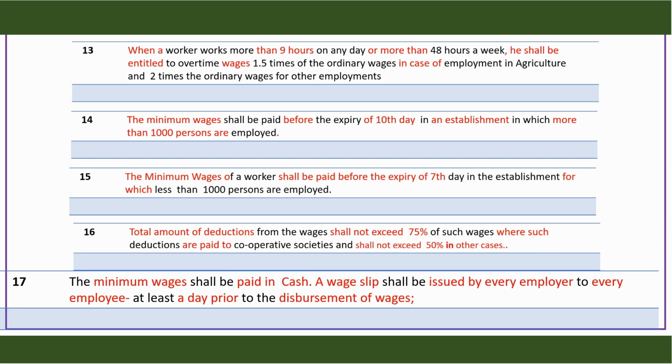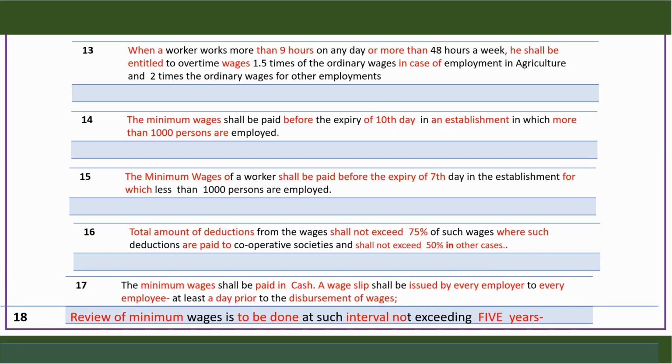And a wage slip has to be issued to every employee at least a day prior to disbursement of wages. This is for transparency and making the employee aware how much he has earned and how much is being deducted in advance. The minimum wage as fixed by the appropriate government is normally reviewed. As per the Act, it needs to be reviewed at an interval not exceeding 5 years. Once in 5 years, the government has to have a relook at the wages and refix them based on necessity.